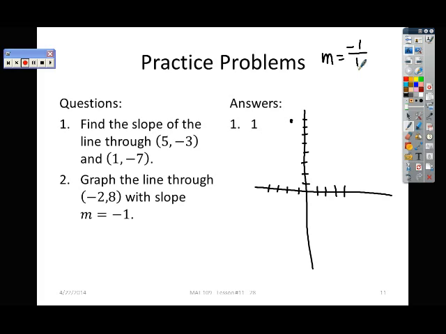So I'm going to start at this point. I'm going to move to the right 1 unit. Then I'm going to go down 1 unit. Oops, sorry, that was 2 units. Move here and then go down 1 unit.